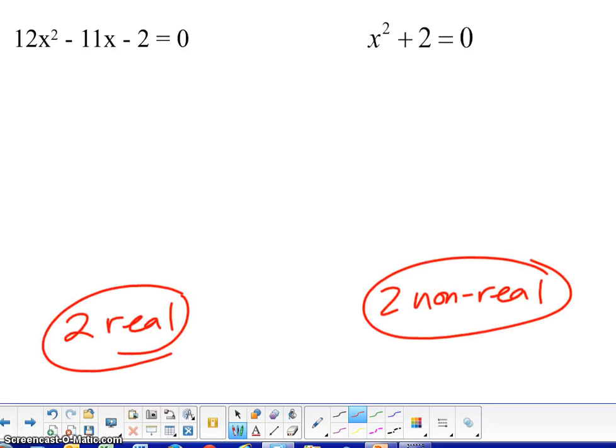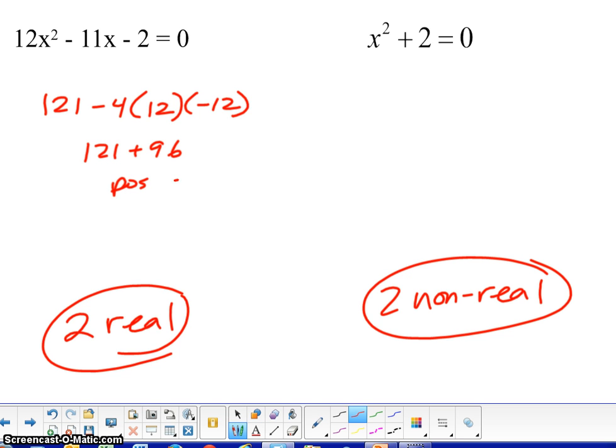So on the third one, if you have two real, you are correct. And if you had two non-real on the second one, you are also correct. Just to show you a little bit of the work in case you did not get that along the way, it would be 121 minus 4 times A times C. When you put all that together, 121 plus 96 is a positive number. So that's definitely where the two real will come from.